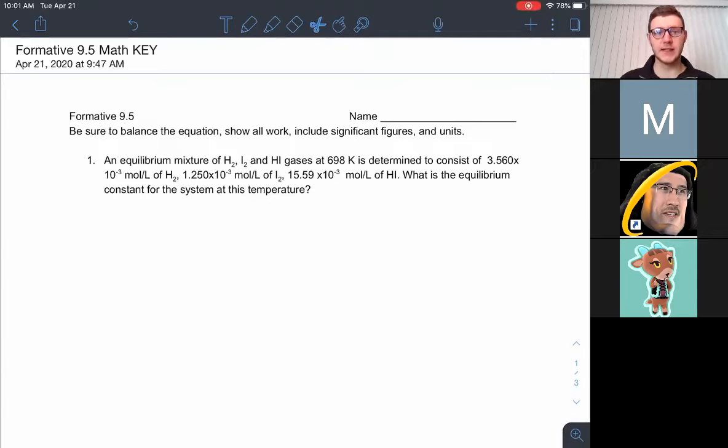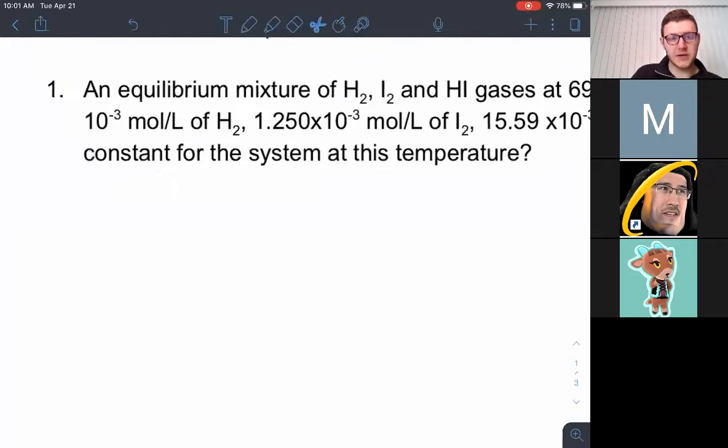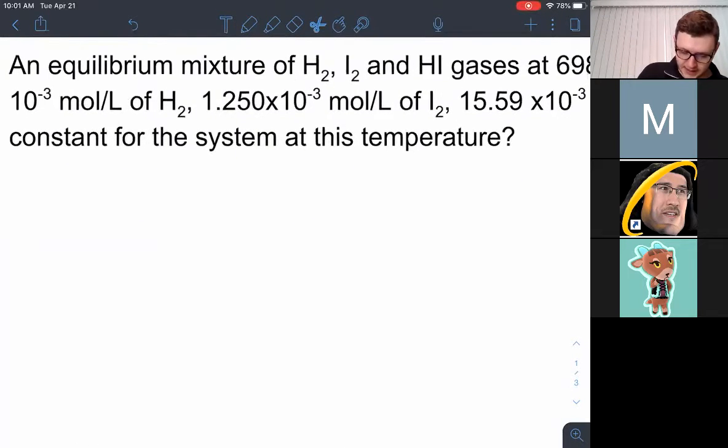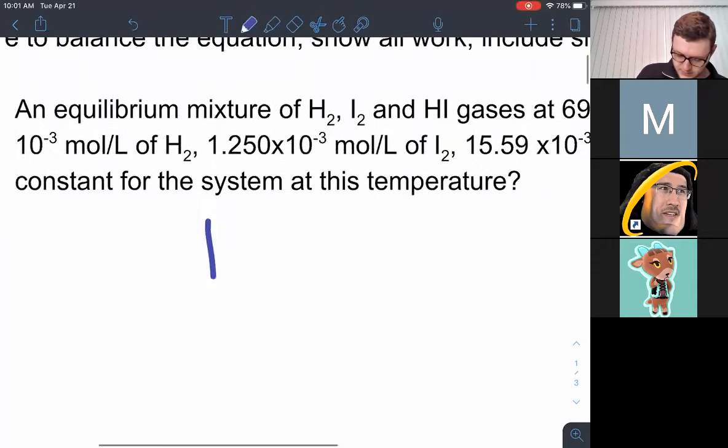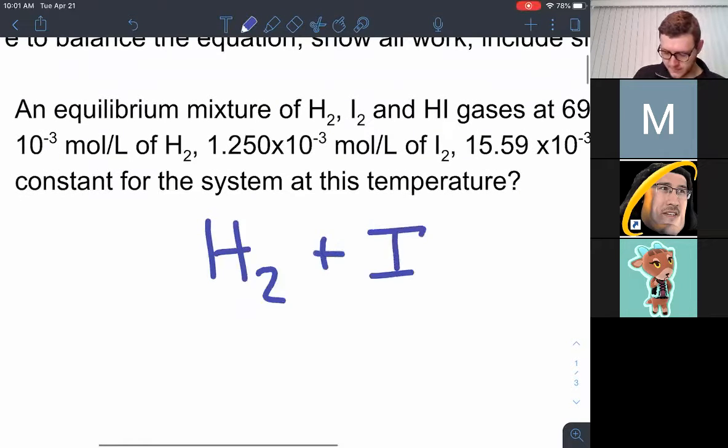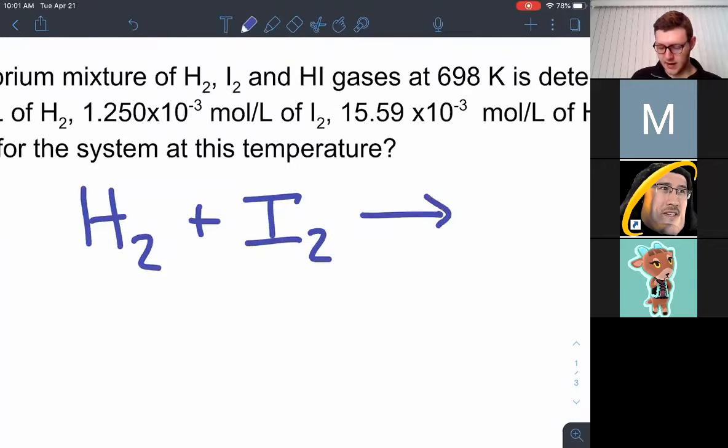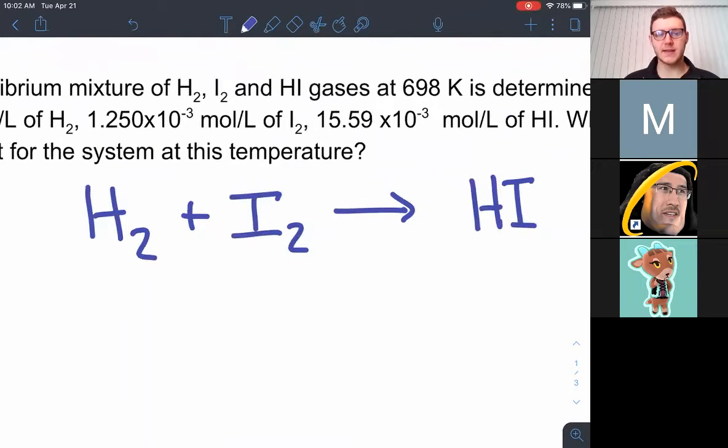So the first thing we need to do is come up with an equation. Our equation here, we have hydrogen and iodine, and they're going to react together to make our HI. Our next step is going to be to balance this. If we balance this, do I have to do anything? A 2 in front of the HI. Perfect. So we're going to put a 2 in front of the HI, and now we have a balanced equation.